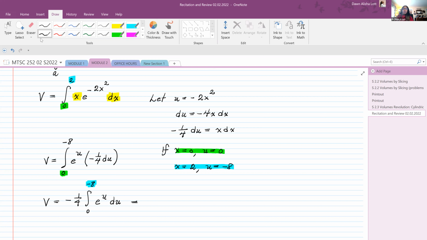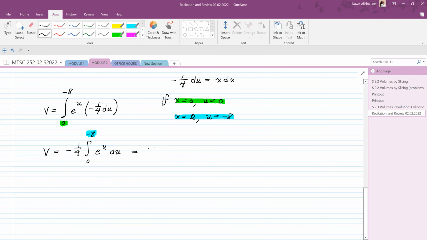Okay, keep going. And then we need to substitute everything back in. Oh wait, no, we've got to do the integral first. So the integral of e to the u du is what? Well, that's the fundamental one. The integral of e to the u du is e to the u. The only function whose derivative and integral are equal to itself is the exponential.